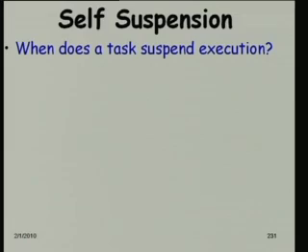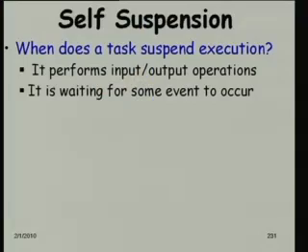Yeah, exactly. A task might self suspend waiting for IO or maybe some events. So, those are two conditions under which a task might self suspend. When it performs input output operations or it is waiting for some events to occur, it self suspends. Now, what is the impact of self suspension on the schedulability? We need to analyze that, because if a task self suspends and runs at a later instant, it can affect the schedulability of the lower priority tasks, is it not?